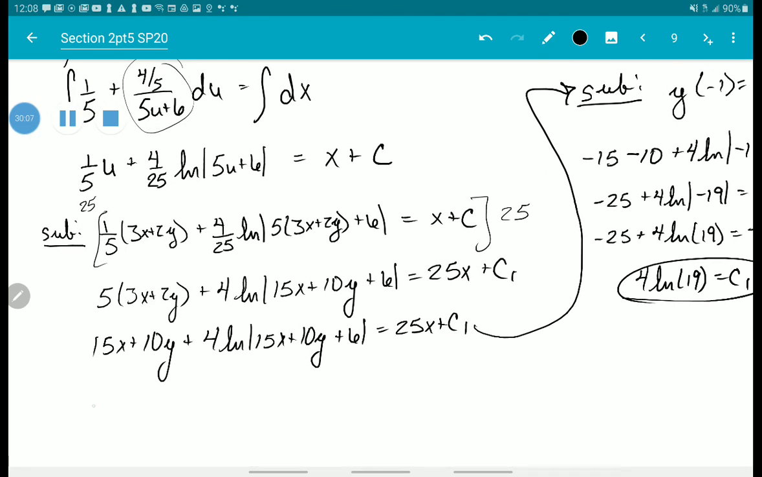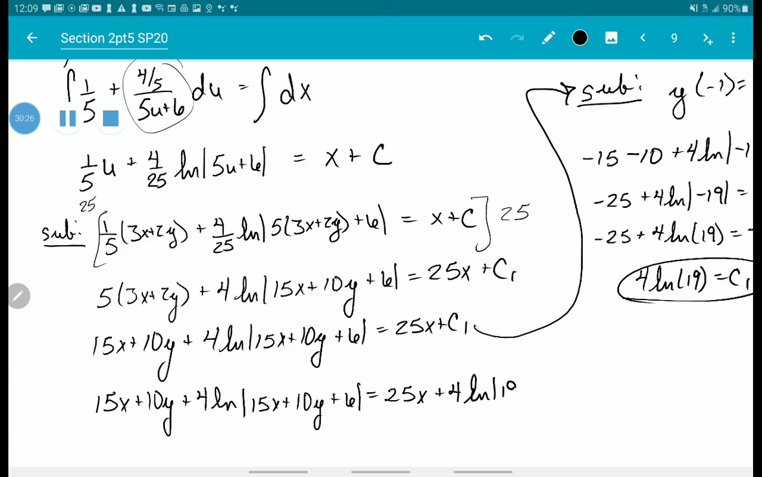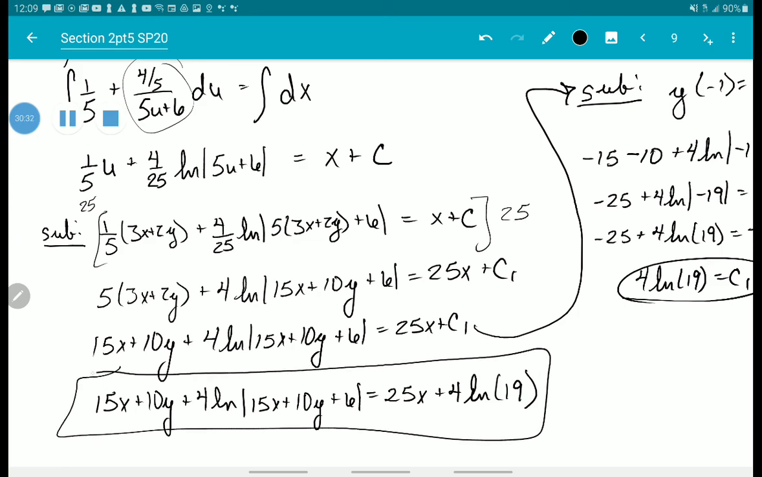So then our final solution, if I go back over here, is 15x plus 10y plus 4 ln of 15x plus 10y plus 6 is equal to 25x plus 4 ln of 19. And there is our final answer.